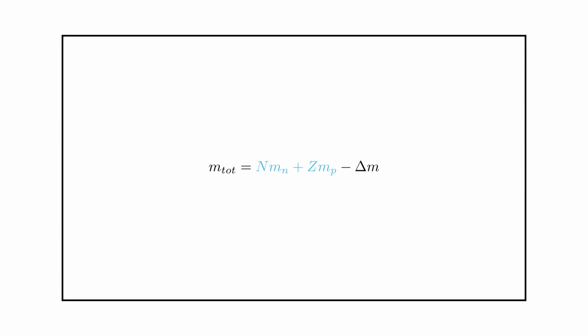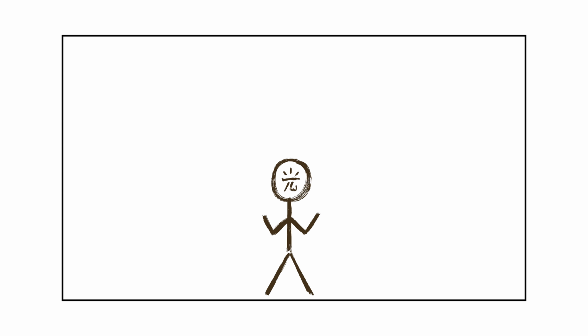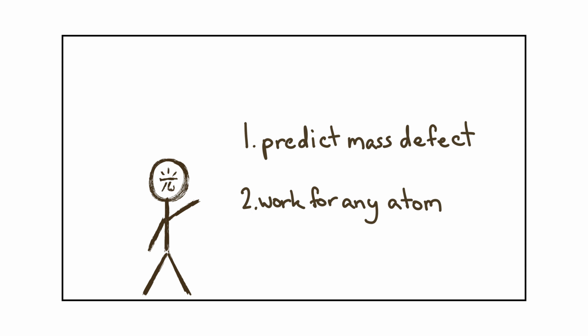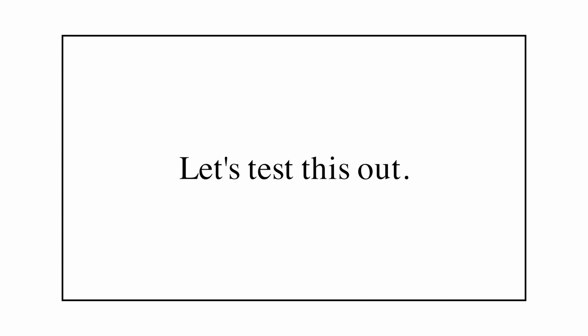In fact, in our original case, we used exactly this formula. Our N and Z were just both equivalent to 1. How do we know this is right though? What's a way we could see if we're on the right track? Let's test this out. If this formula really works, it should let us predict the mass defect and binding energy of any atom we choose. Let's see how it holds up.